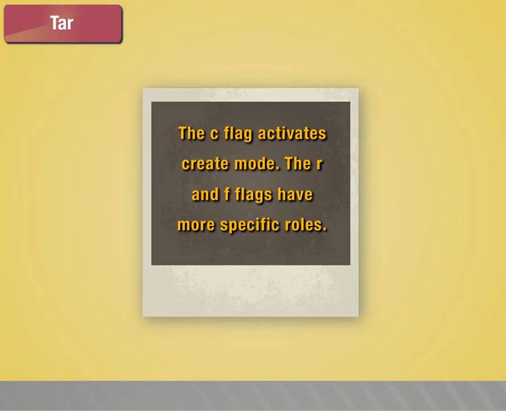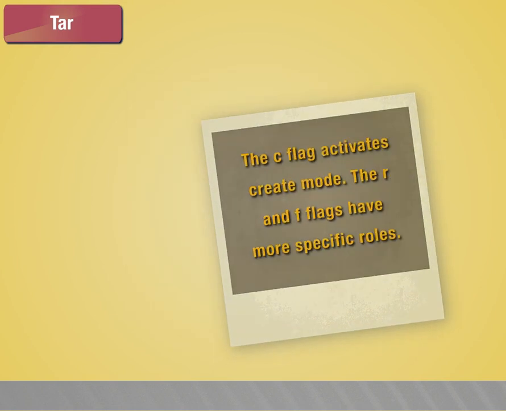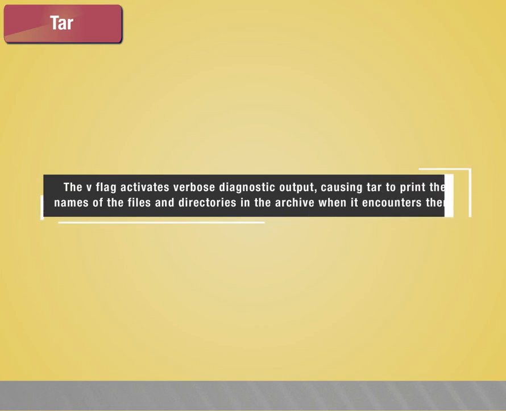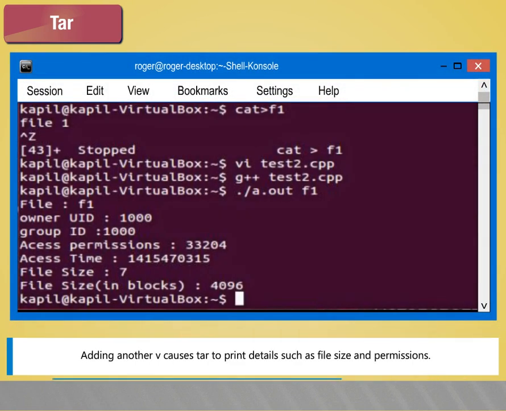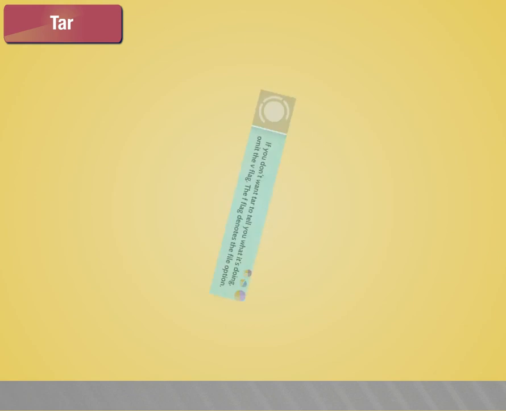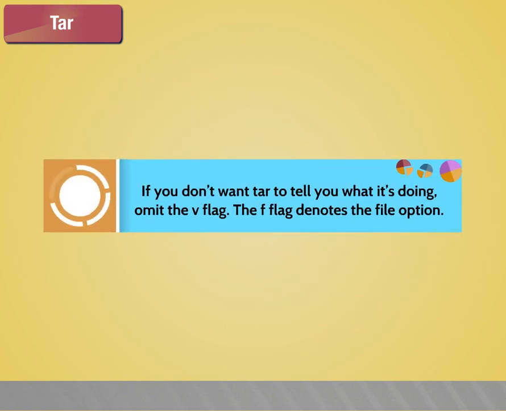The c flag activates create mode. The v and f flags have more specific roles. The v flag activates verbose diagnostic output, causing tar to print the names of the files and directories in the archive when it encounters them. Adding another v causes tar to print details such as file size and permissions. If you don't want tar to tell you what it's doing, omit the v flag. The f flag denotes the file option.